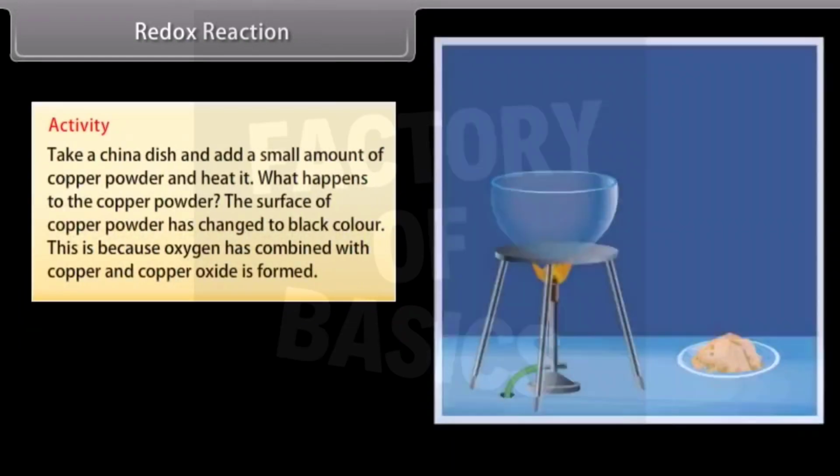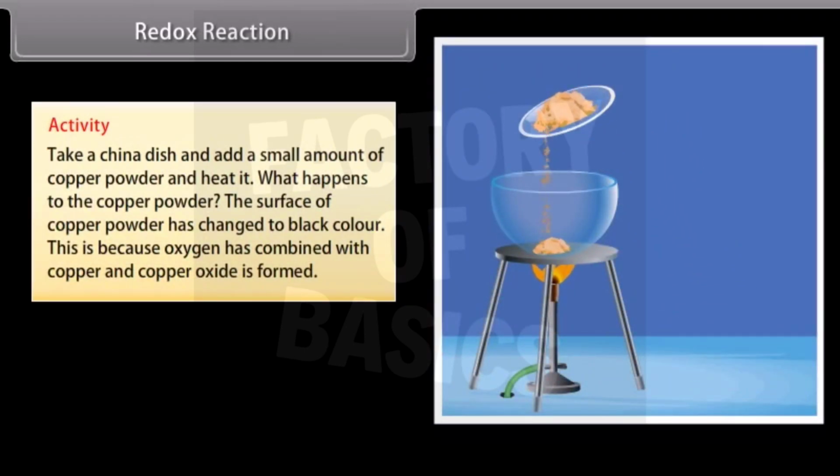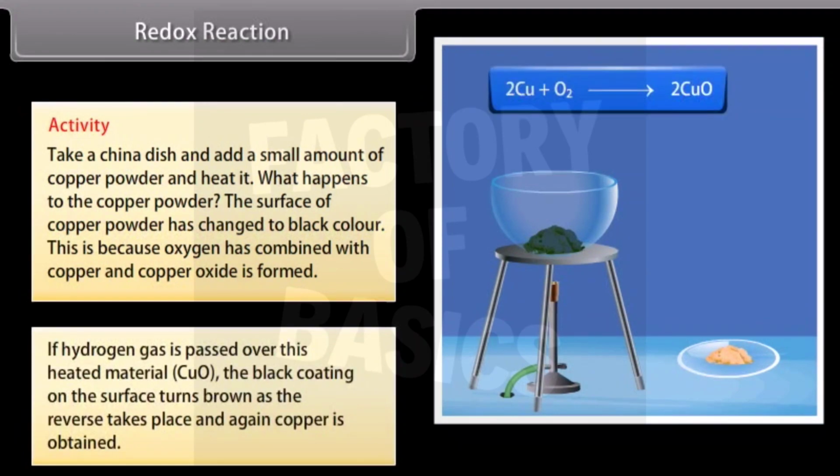Activity. Take a china dish and add a small amount of copper powder and heat it. What happens to copper powder? The surface of copper powder has changed to black color. This is because oxygen has combined with copper and copper oxide, CuO, is formed. If hydrogen gas is passed over this heated material, the black coating on the surface turns brown as the reverse takes place, and again copper is obtained.